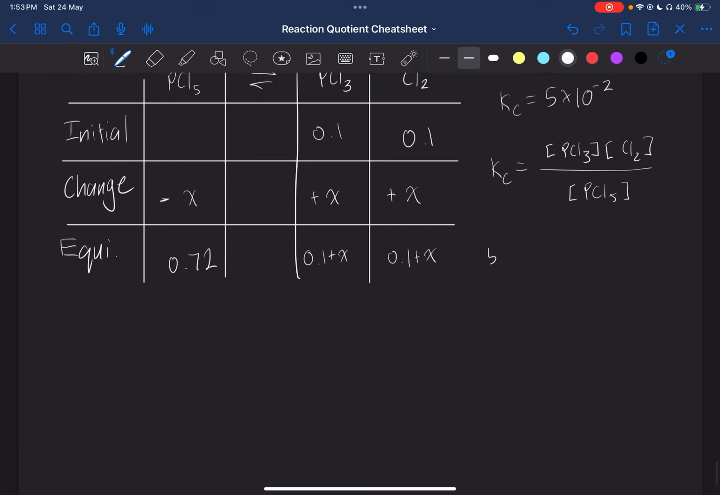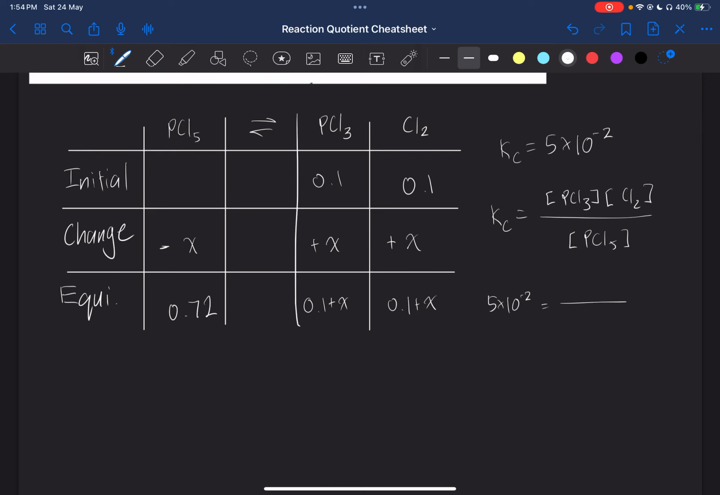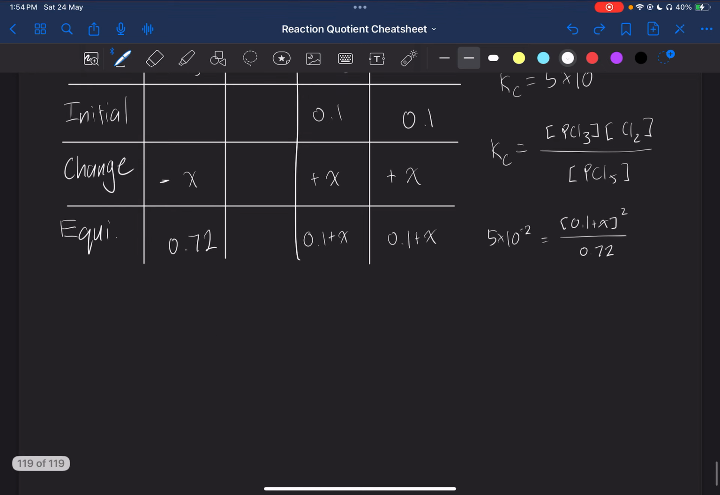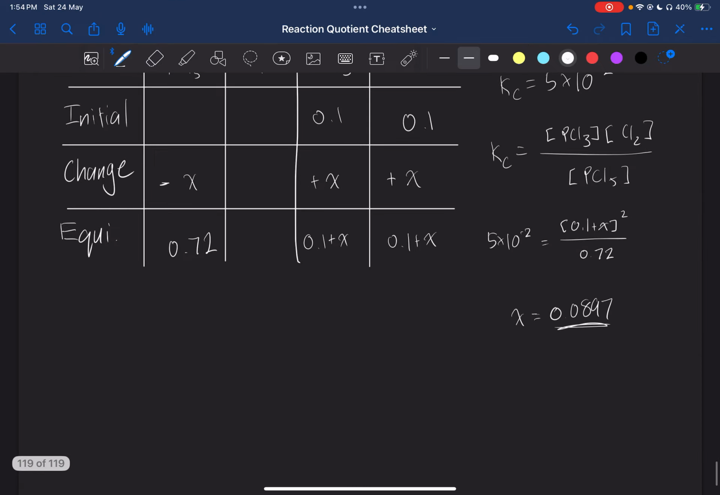We know that this is 5 times 10 to the negative 2, and let's fill in the blanks. PCl3 is 0.1 plus x, and since PCl3 and Cl2 are the same, let's just square that. Over here is 0.720, because that's the equilibrium concentration of PCl5. Solving for x, after using my calculator real quick and doing simple algebra and rearranging, we get x equals 0.0897. This is the change in the concentrations.